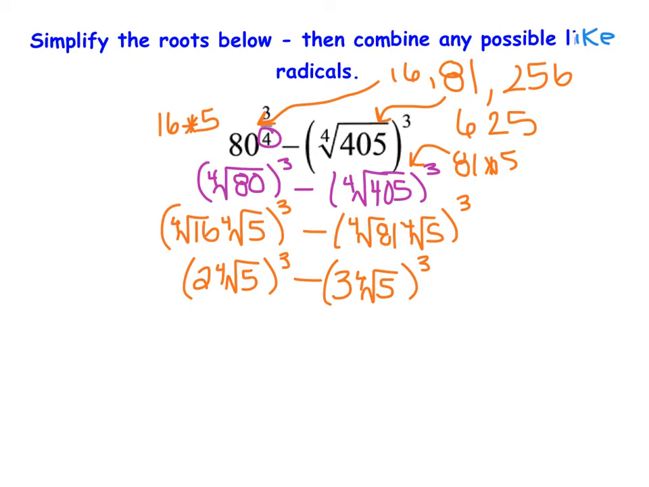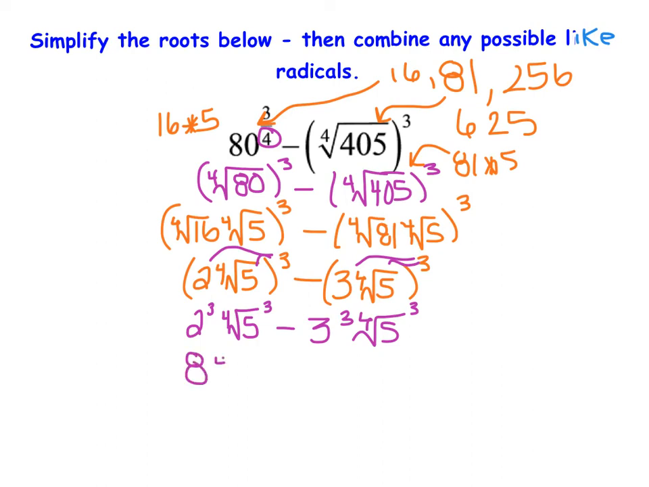parentheses, this root of 3 is going to be applied to each of these, technically. So this can be rewritten as 2 cubed, and then this can stay the 4th root of 5 to the power of 3, minus this becomes 3 cubed times the 4th root of 5, also cubed. So now if I simplify this, I end up with 8, and then I have the 4th root of 5 cubed, minus this becomes 27, the 4th root of 5 cubed.